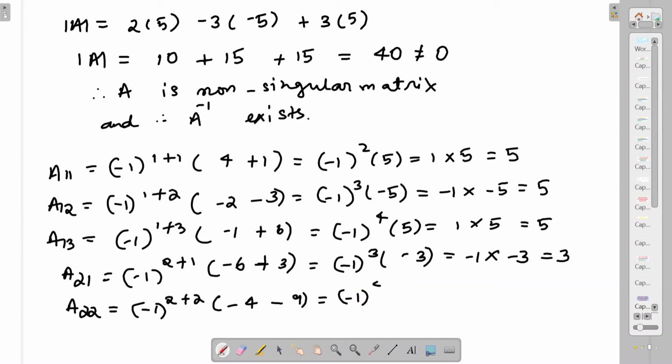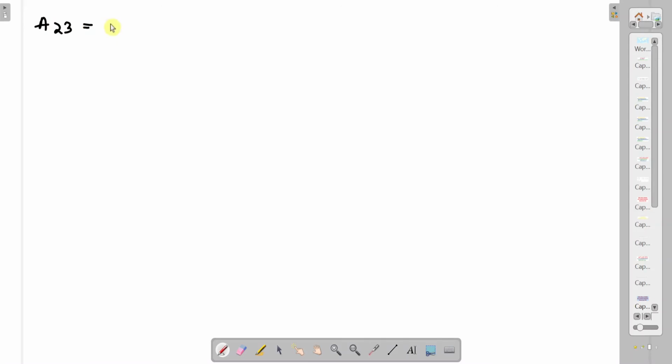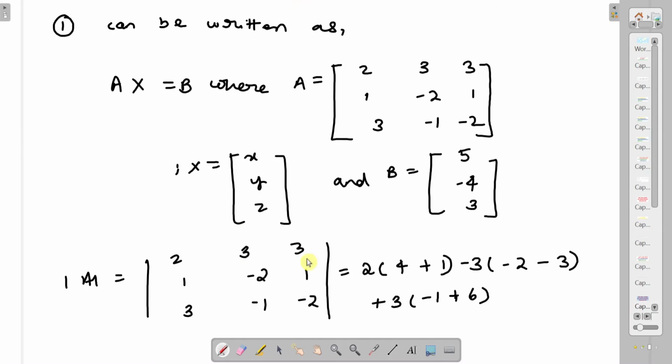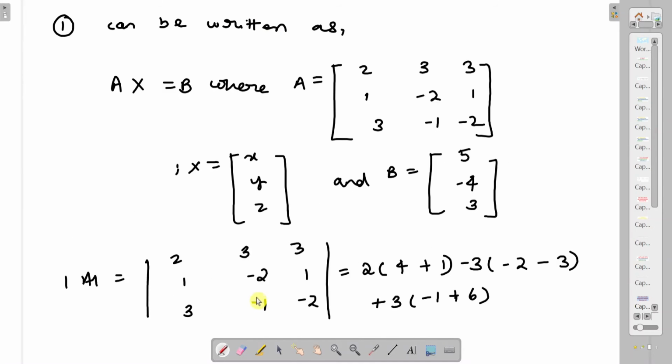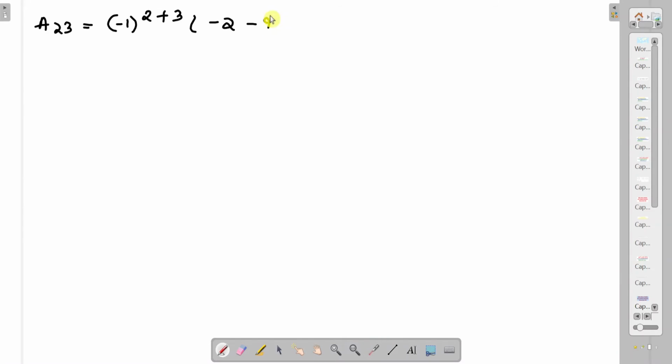This will be equal to minus 1 raised to 4 times minus 13, which is 1 times minus 13, which is minus 13. Then A23 will be minus 1 raised to 2 plus 3, so second row and third column we have to hide, so minus 2 times 2 is minus 1 times 2 is minus 2, minus of 3 times 3 is minus 9, this is equal to minus 1 raised to 5 times minus 11, that is nothing but minus 1 multiplied by minus 11, which is 11.